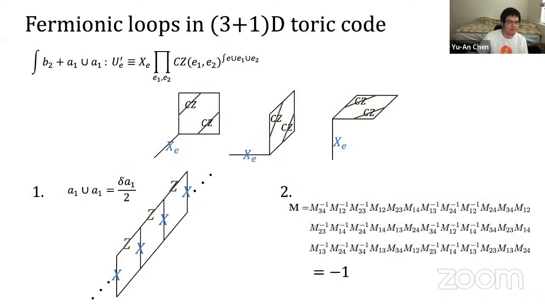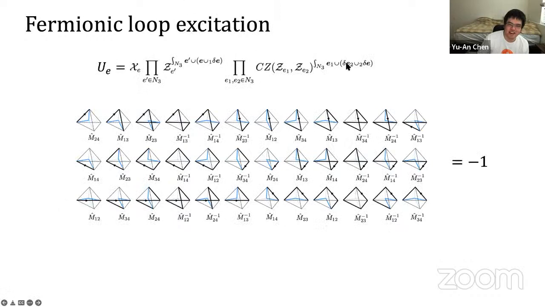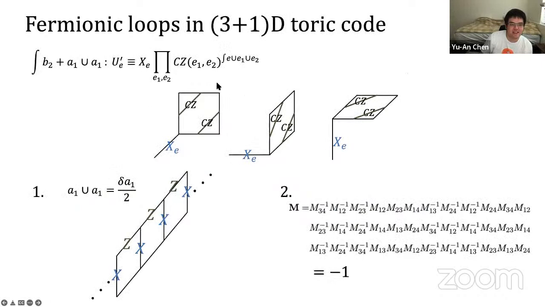And finally, this is my last slide. You may wonder, this operator looks super complicated, so is there any other possibility for the fermionic loop? The answer is yes, and indeed it's very easy. Let's go back to the traditional 3+1D bosonic toric code. Let's write down the loop operator, just B plus A1 cup A1. This operator can be drawn in this way.